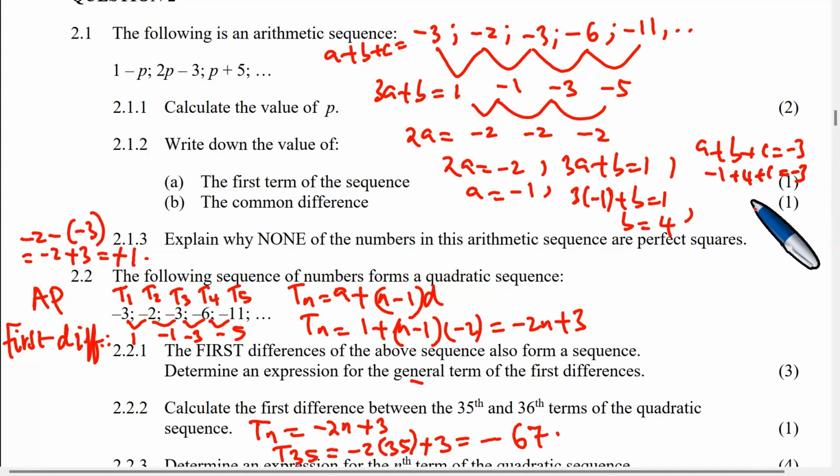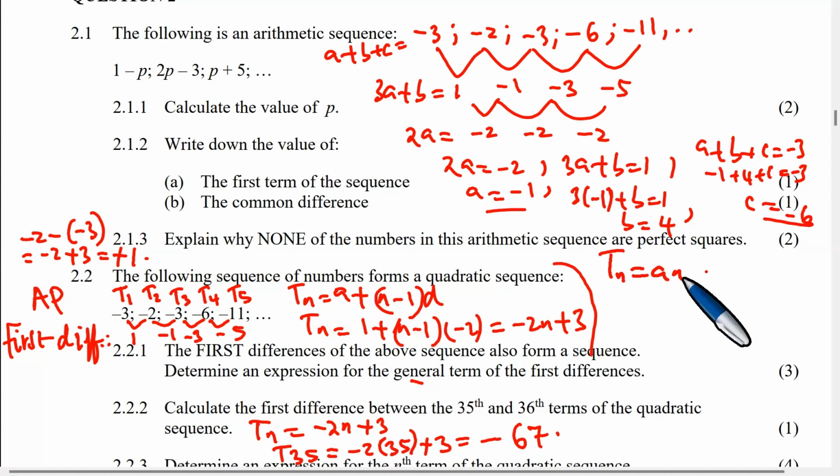Equals minus 3, which means c is equal to what? So we have 3 here, which is minus 6. What is the general term? The general term always has the formula an squared plus bn plus c.